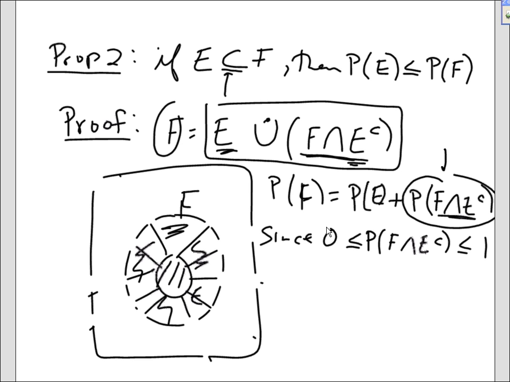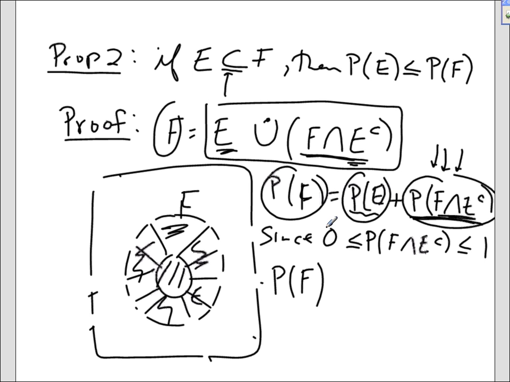Since this part is 0 or positive. Now, if this piece is 0, P of E plus 0 is just P of E. And then we get that P of F equals P of E. Now, if this part is positive, like 0.1, well then, this has to be less than P of F, because P of F is this plus 0.1.